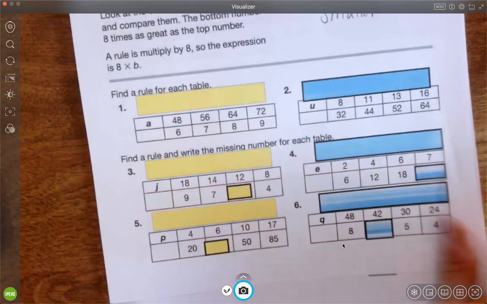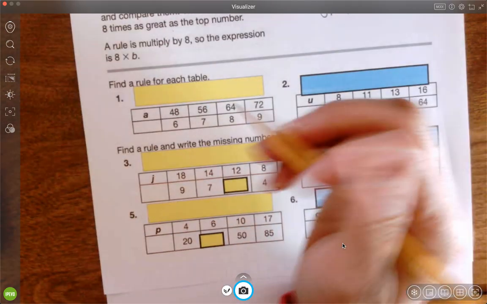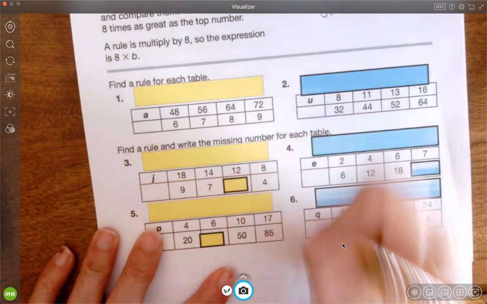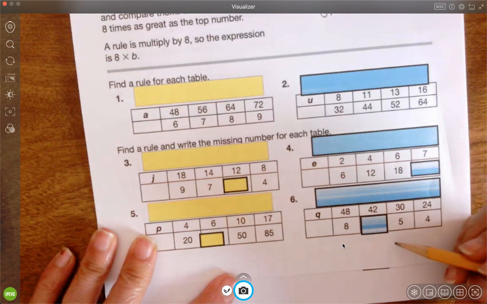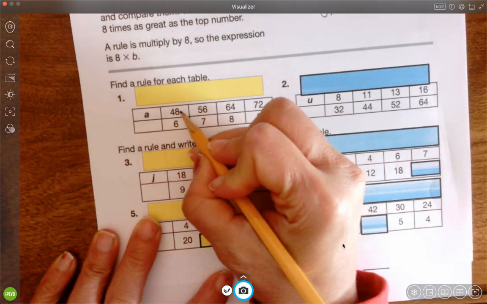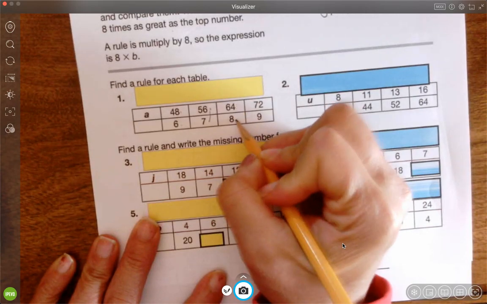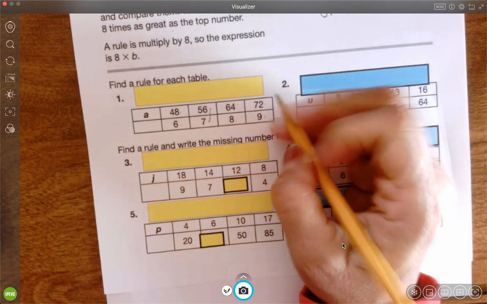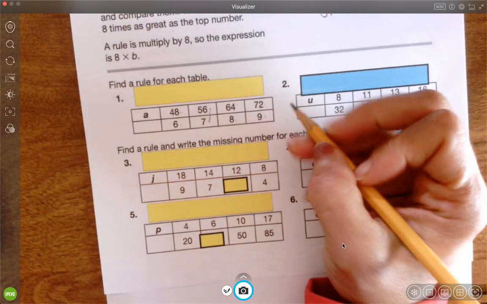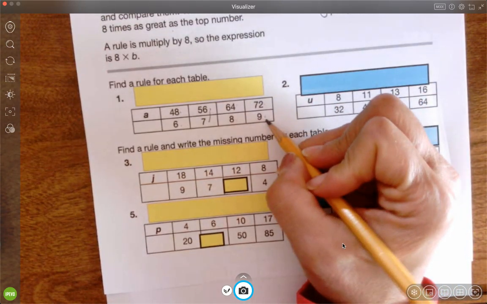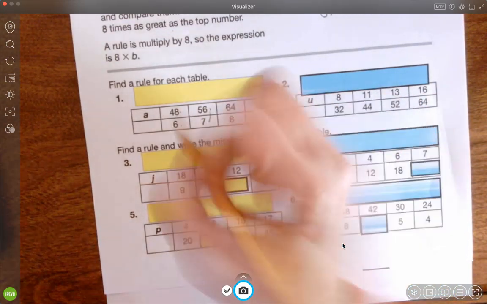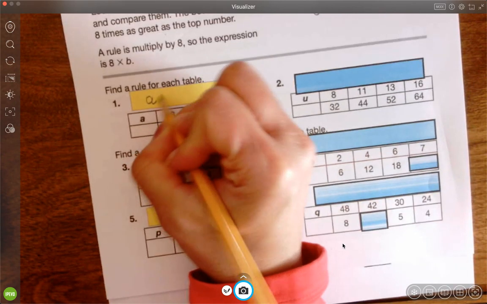Okay, so let's look over here at our table. Now we're going to look at each table on the yellow side, and again, you'll be doing the blue side. So I've got 48 and 6, 56 and 7, 64 and 8, 72 and 9. So I'm asking myself, are the numbers getting bigger or are they getting smaller? And this time the numbers are getting smaller, so I know I'm going to be dividing.